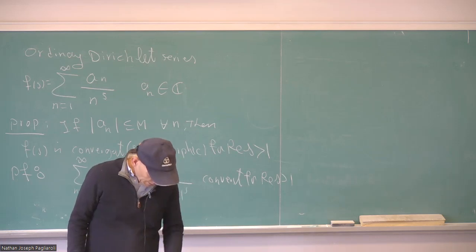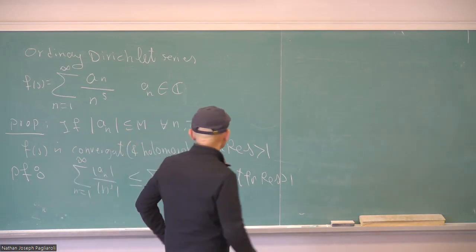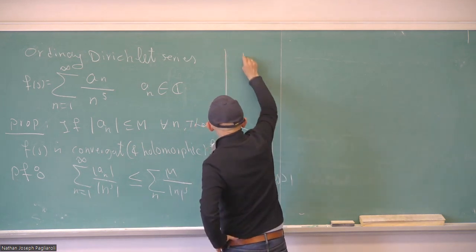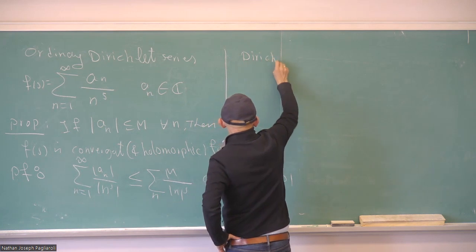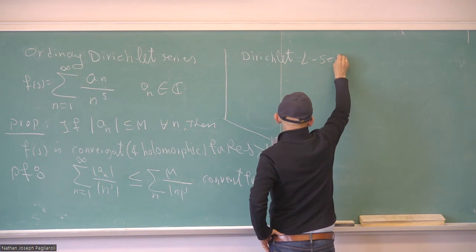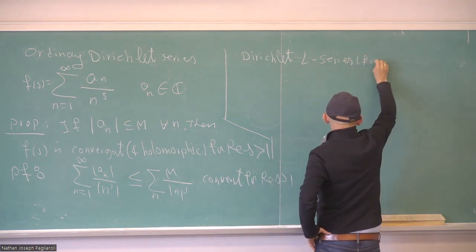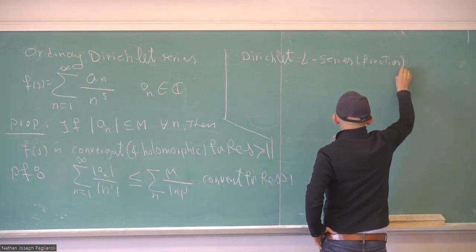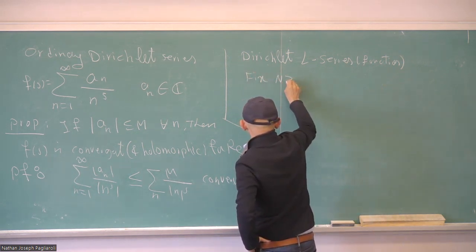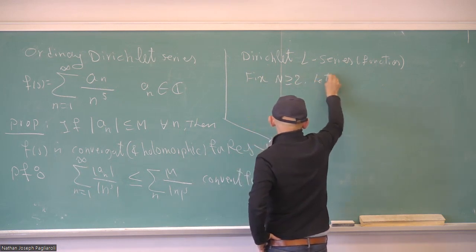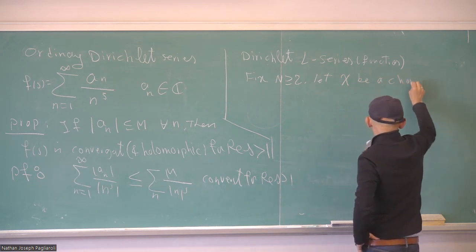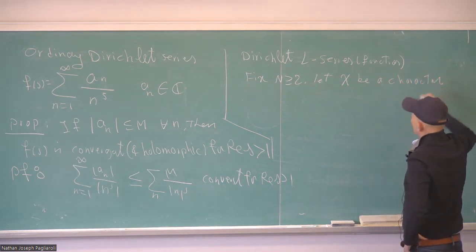So now we can introduce zeta functions and L functions. We have introduced zeta functions already. So this is Dirichlet L functions or L series. So again, let's fix n bigger than or equal to 2. Let chi be a character modulo n.